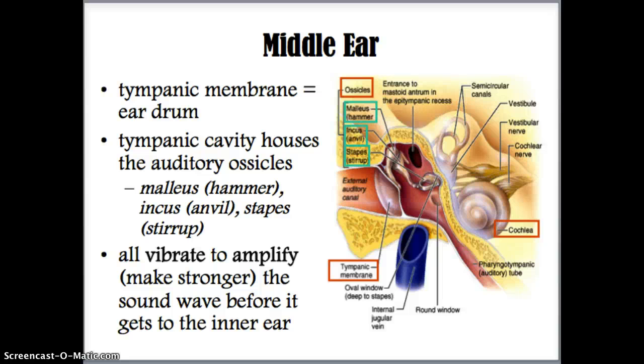The vibrations concentrate as they travel from the outer ear into the inner ear because the canal does get narrower, so it's concentrating those sound waves. And then these three bones also help to amplify the sound. Altogether, that's about 22 times greater than the sound that was simply on the tympanic membrane. So inside our ears, we actually have amps.